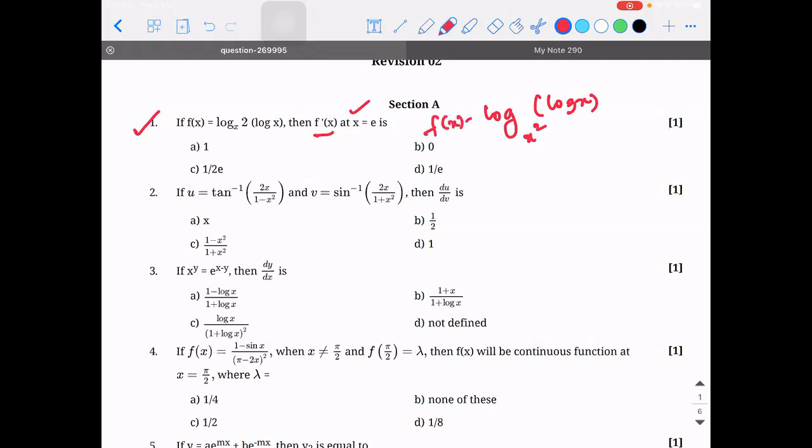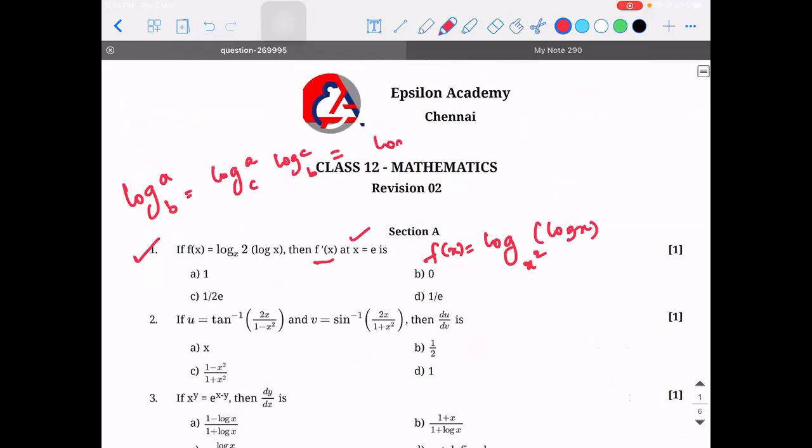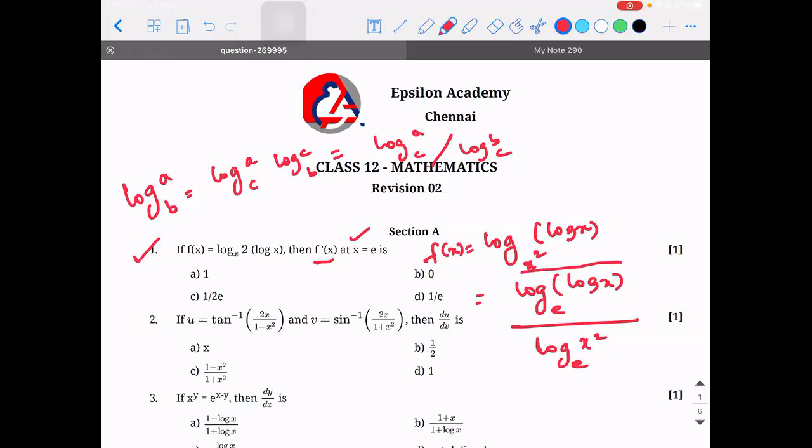So this is f of x. Whenever you have a logarithmic function, please make a note of it. Log of a base b can be written as log a base c into log of c base b. And this can also be written as log of a base c divided by log of b base c. So I can write this function as log of log x base e divided by log of x square base e, because we know the derivative of log x base e. So what we need to do here is apply the u by v rule and then the chain rule and then solve it.